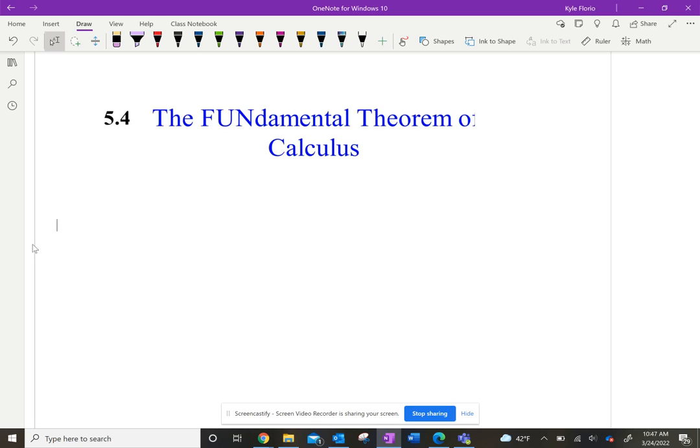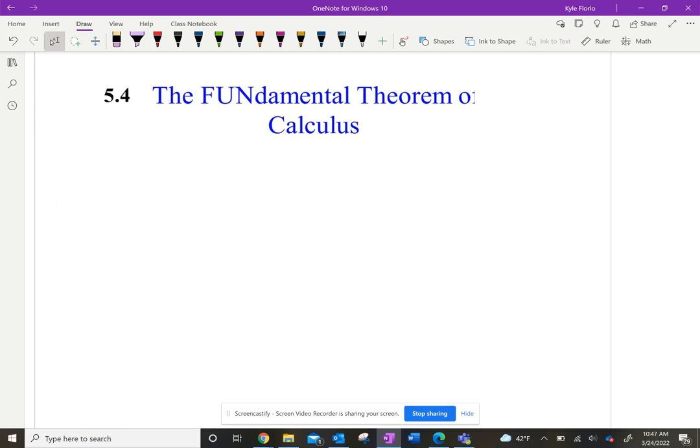The idea is we've been doing two very unrelated things now. This idea of antiderivatives and derivatives, and other than having the same word in it, or the area under a curve and the tangent line problem, the fundamental theorem of calculus is what relates them.